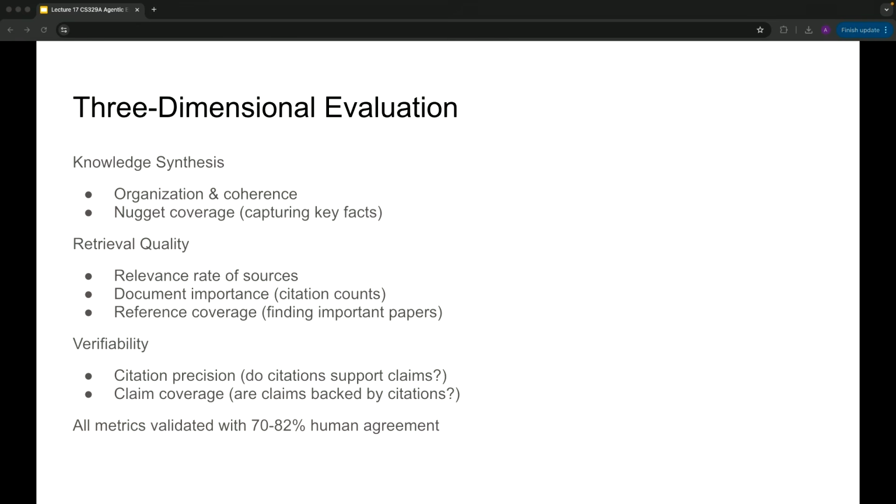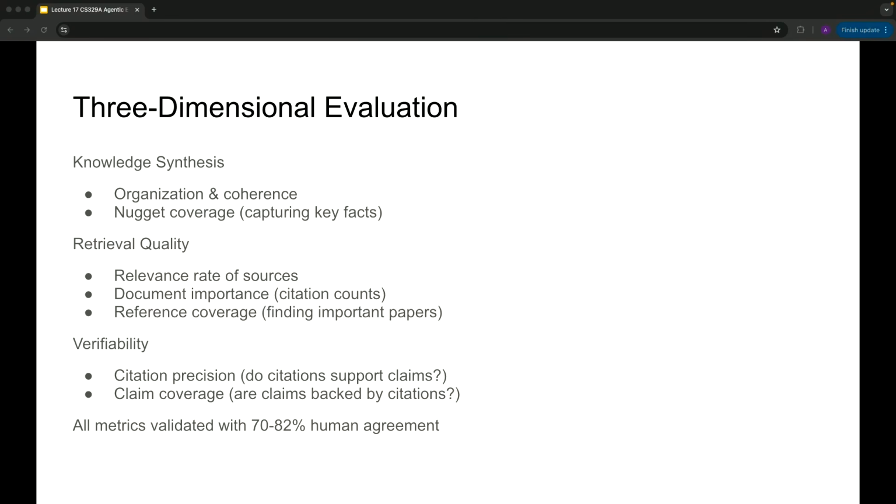And then the third axis it's measuring is verifiability. So do the citations support the claims? Even if it finds good papers and it's citing some aspect of that paper, is the claim supported by that citation? And then are claims backed by the citation? So these two are very similar, but one is measuring precision and one is measuring coverage.